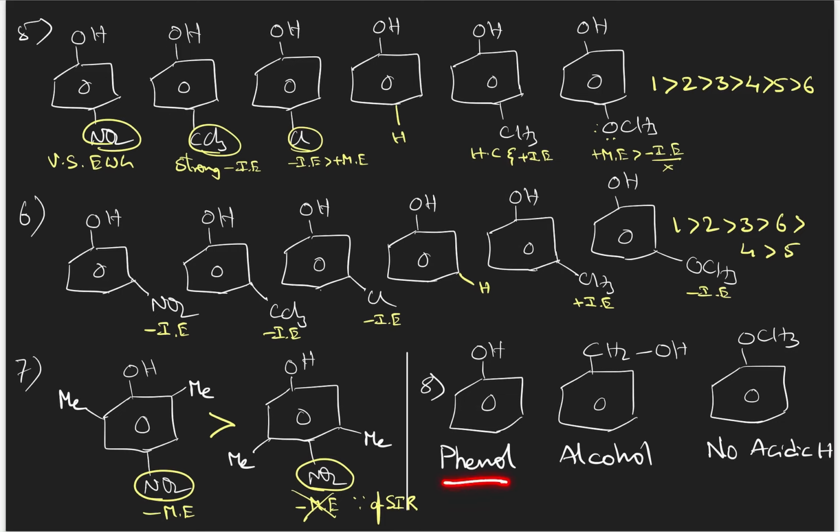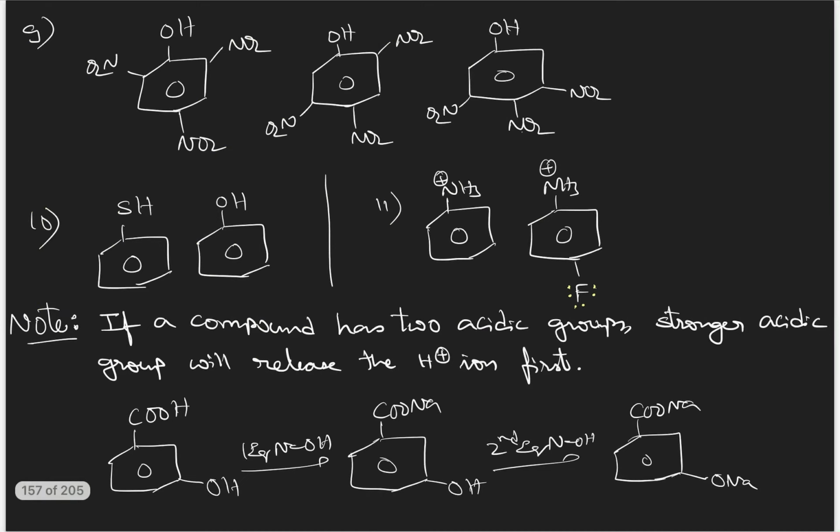Then coming to the eighth example: phenol, alcohol and no acidic hydrogen. No acidic hydrogen means the least acidic compound, and between phenol and alcohol, phenol is more acidic than alcohol. In the introduction part itself, I have told this one. So this is the order.